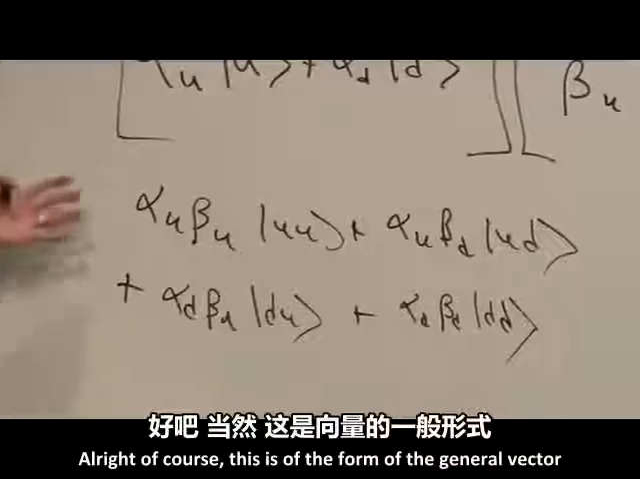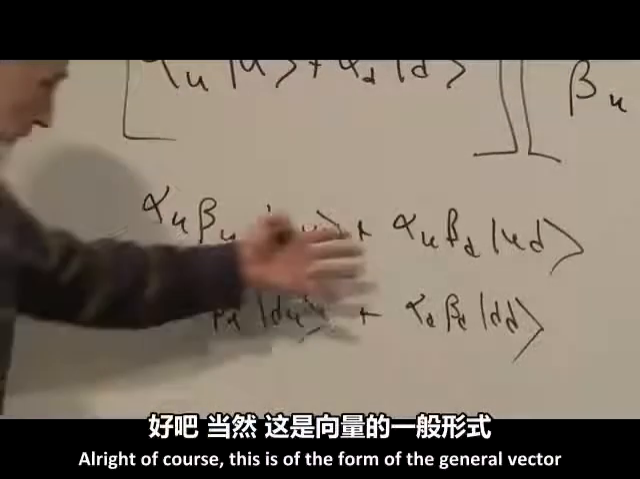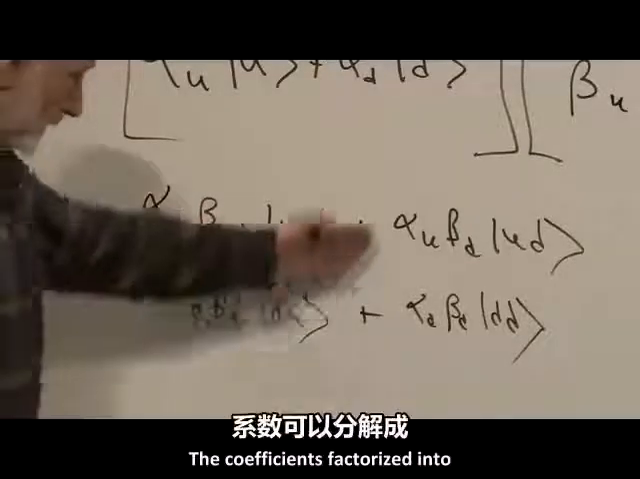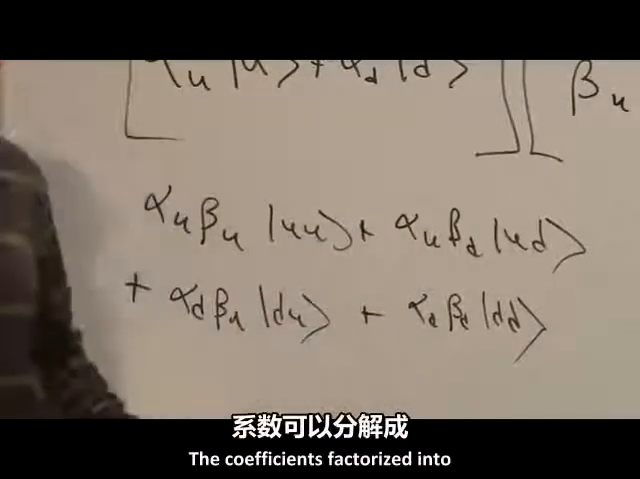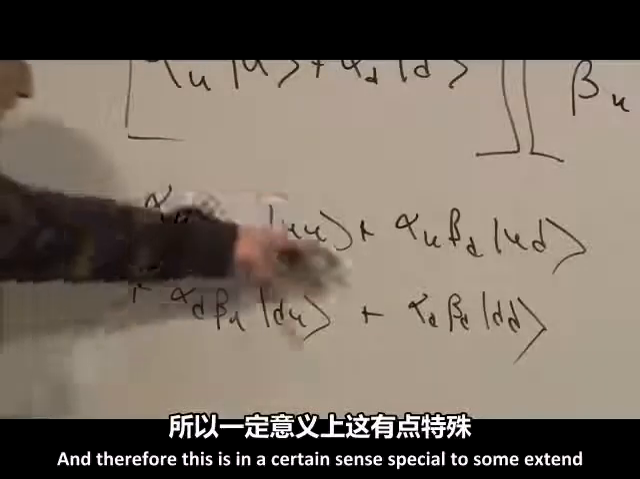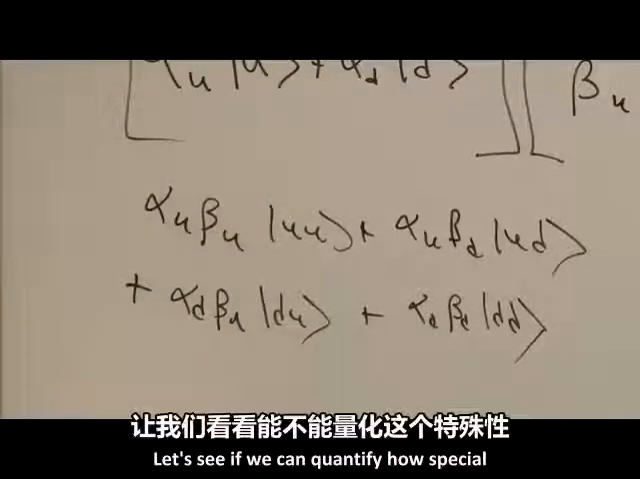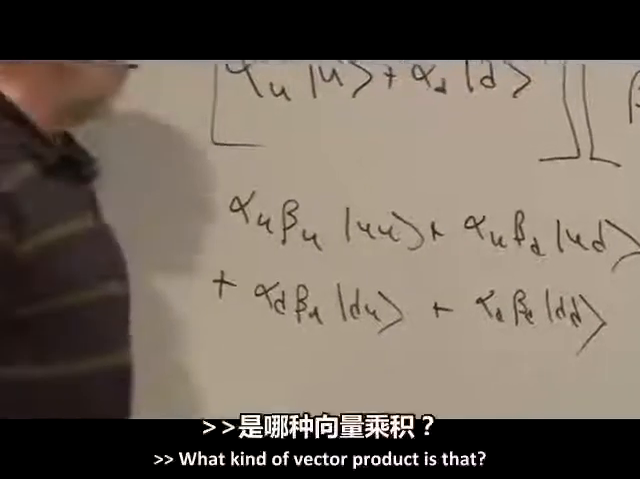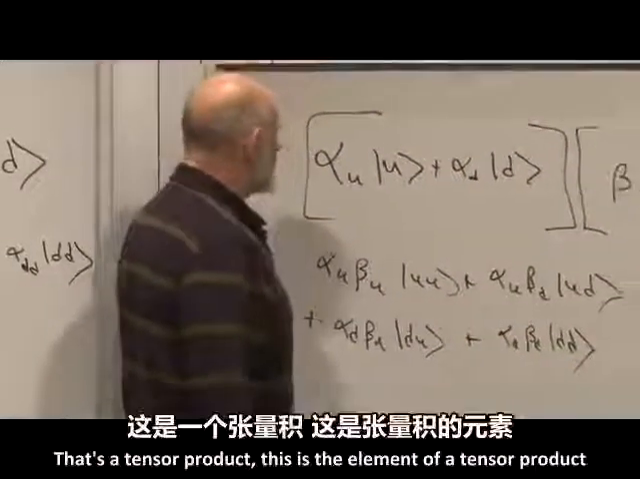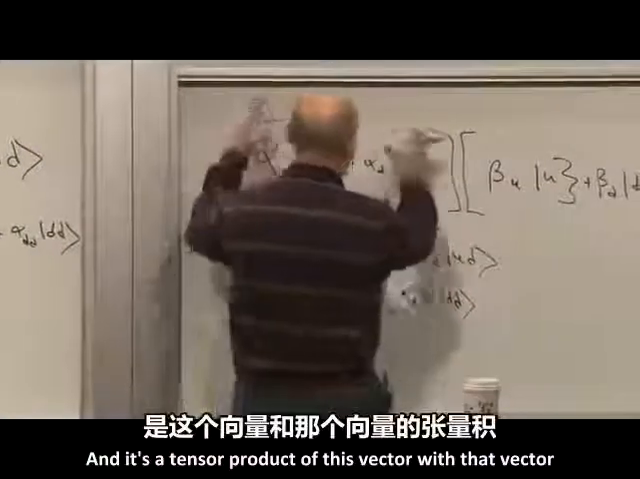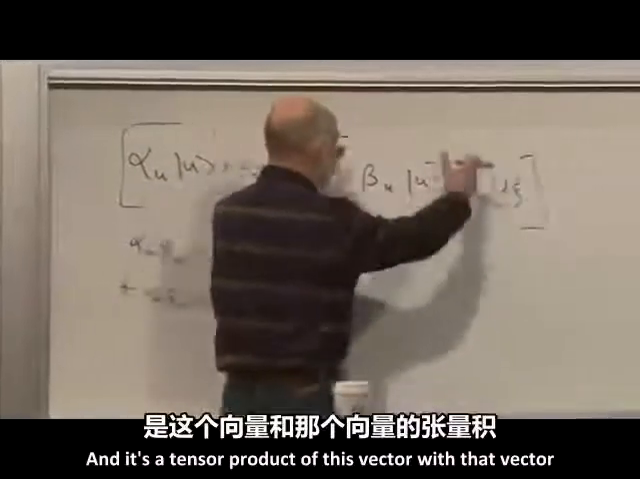All right, now, of course, this is of the form of a general vector, but there's something special about the coefficients here. The coefficients factorize, and therefore, this is, in a certain sense, special to some extent. Let's see if we can quantify how special. Yeah? What kind of vector product is that? That's a tensor product. This is an element of a tensor product, and it's the tensor product of this vector with that vector.